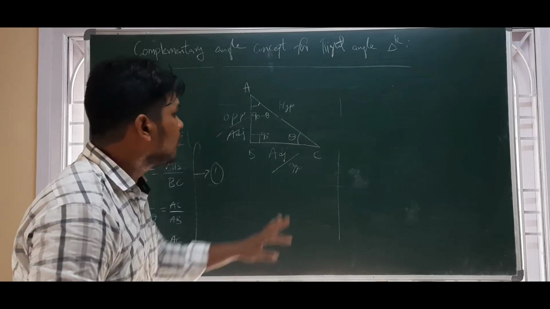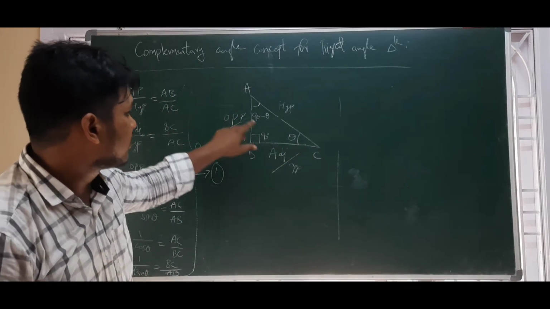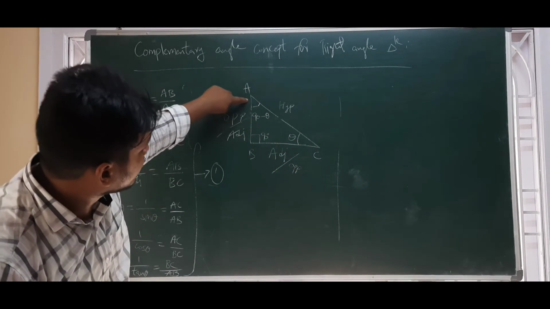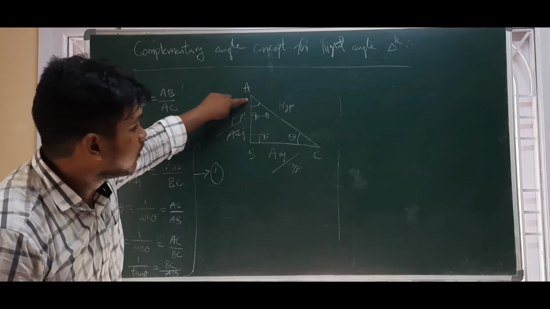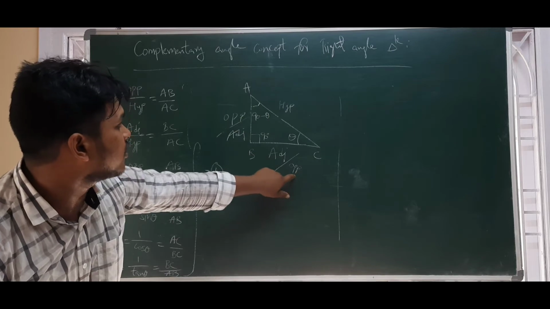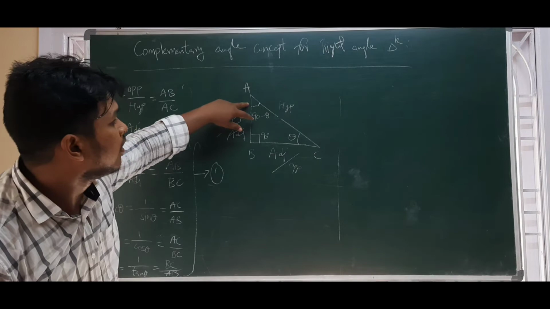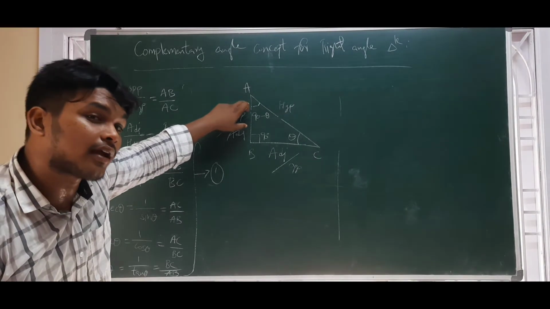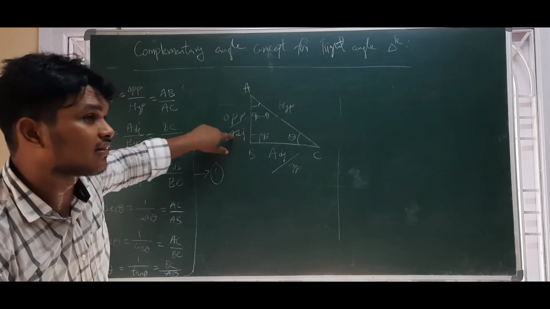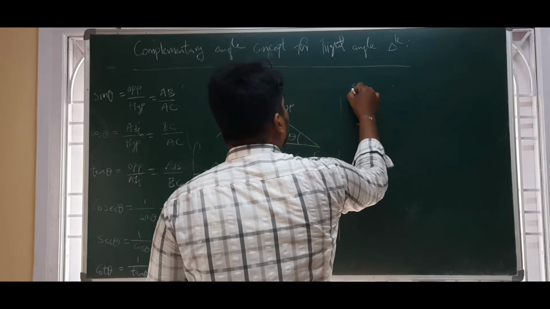I repeat, if you take the angle at theta, the opposite side will be the opposite side, and the adjacent side will be the base. If you take the angle at A, then the opposite side will be the side opposite to the angle, which means BC, and the adjacent side will be the base of the triangle at the point where you are taking the angle. The base will be AB, which is the adjacent side. Now, I apply the same 6 trigonometric ratios once again here.